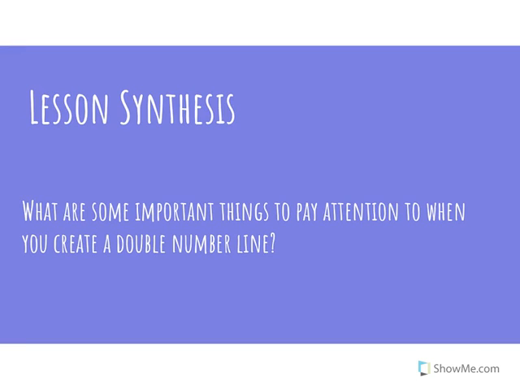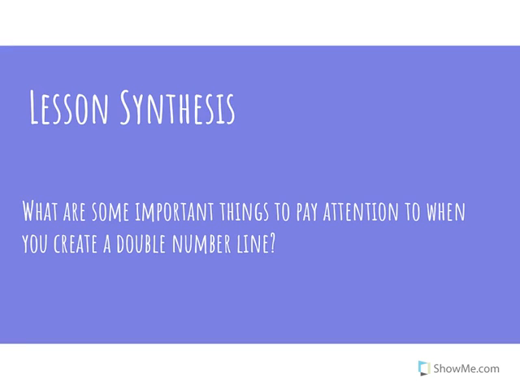All right, so our lesson synthesis. What are some important things that you need to pay attention to when creating a double number line? We need to make sure that our lines are parallel to each other. We also need to make sure that each line is labeled about what it represents, which includes the units of measure. So if it's cups, make sure you tell me it's cups. If it's inches, make sure you tell me it's inches.